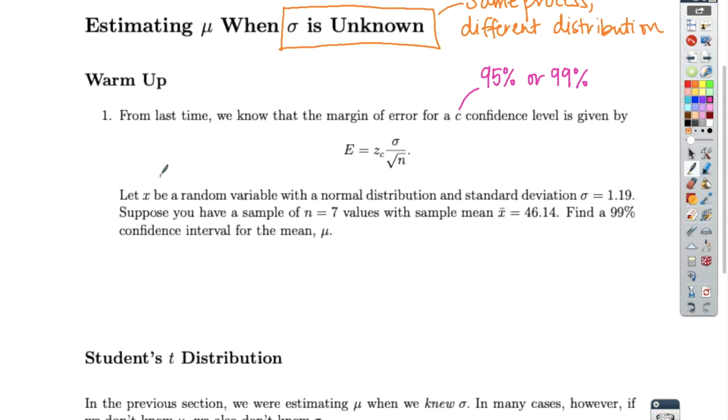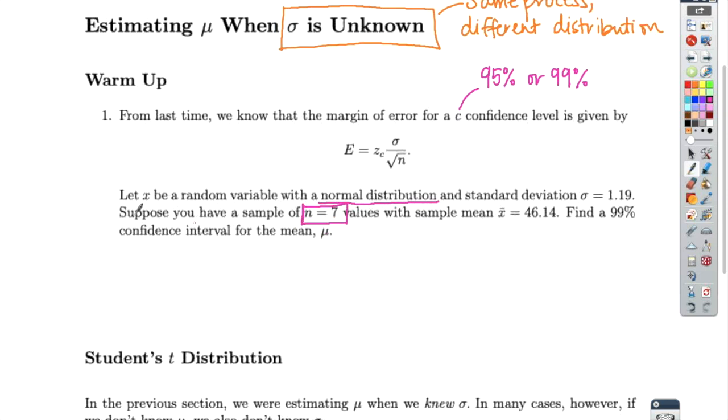So let's use it. Let x be a random variable with a normal distribution. This is important. And standard deviation sigma equals 1.19. Suppose you have a sample of n equals 7 values with sample mean x bar equals 46.14, and find a 99% confidence interval for the mean mu.